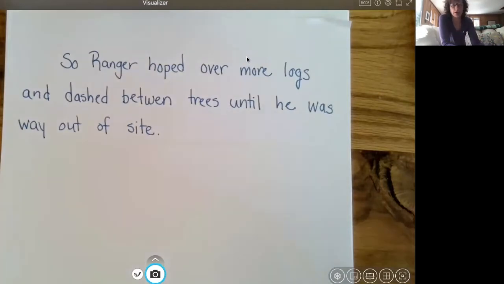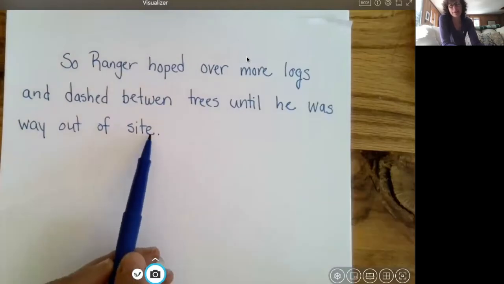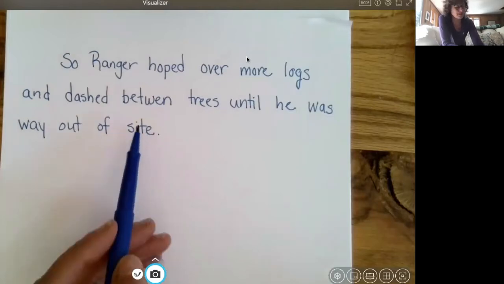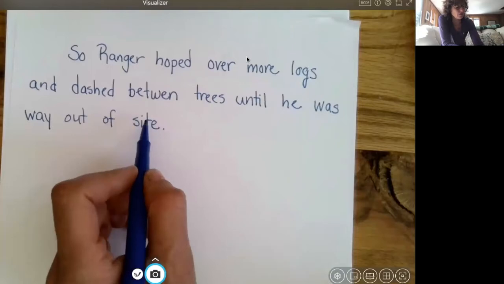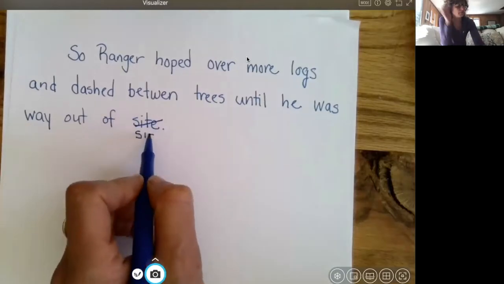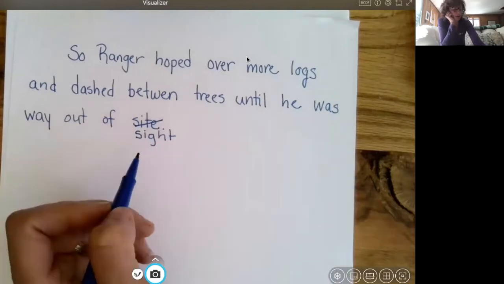Let's start right here with the word sight. When I see this word, S-I-T-E, that's kind of site, like a campsite. And I meant he's way out of sight, and that rhymes with tight. So I know that I'm going to try that word again. And remember, we learned how you could try it in the margins. So I can try it here in the margins, and I'm going to change it to sight.